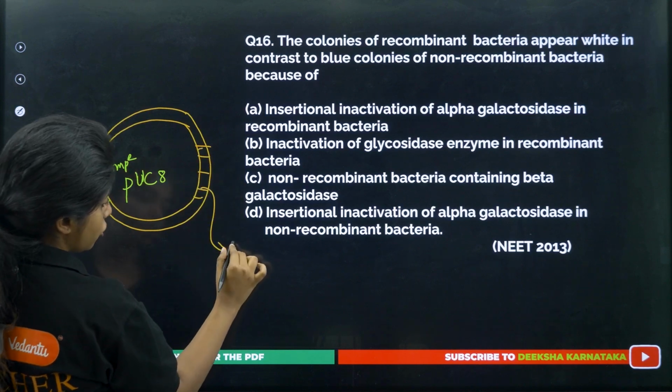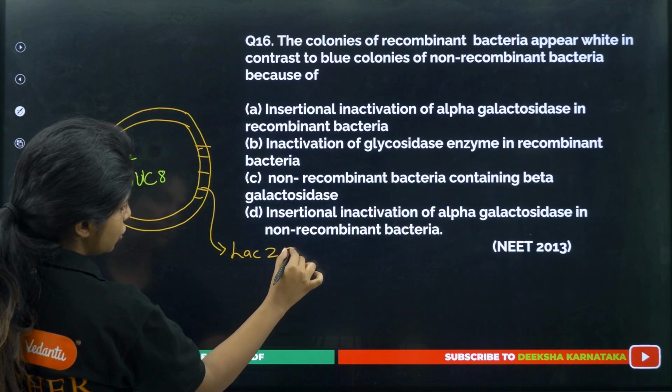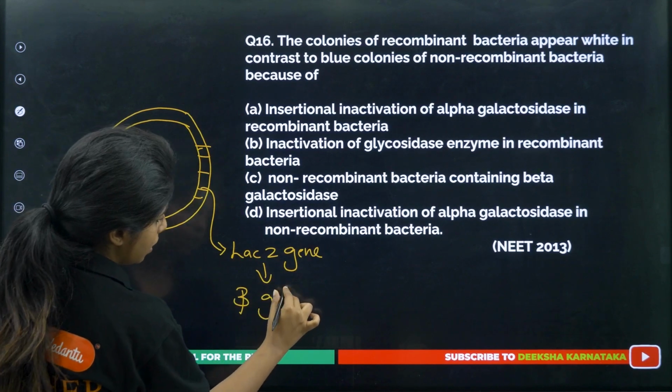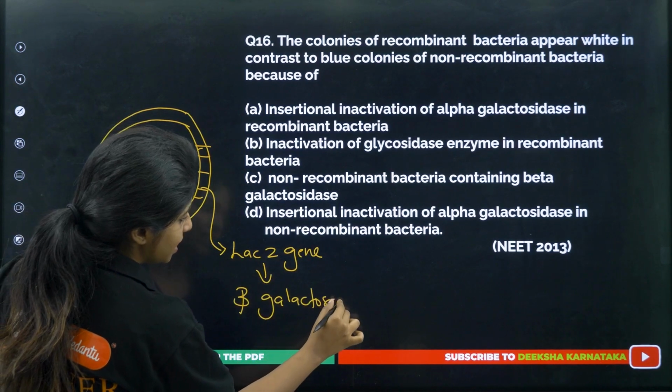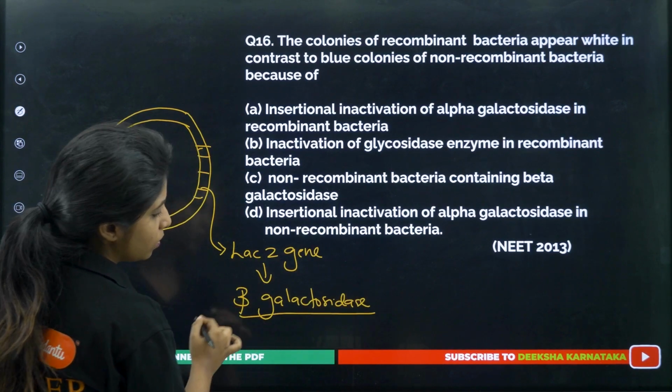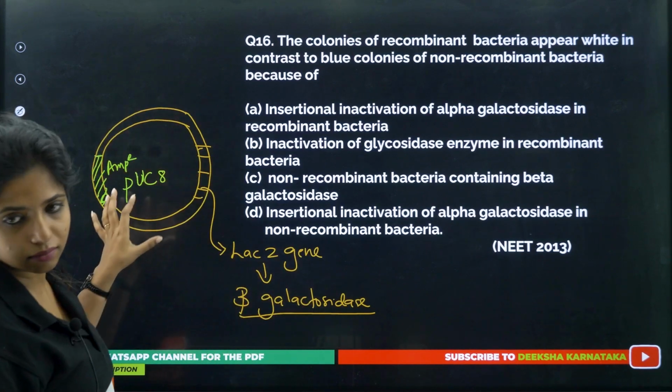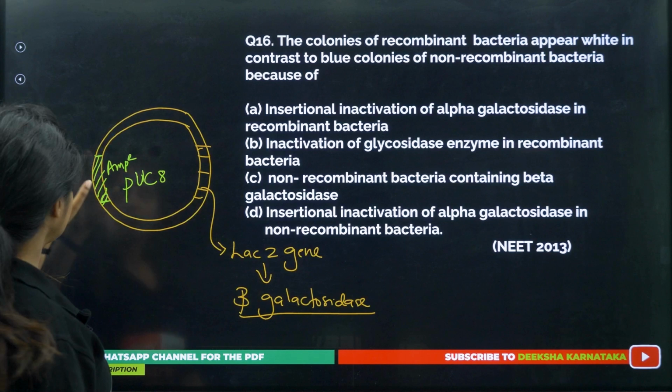This gene is a structural gene, known as the LAG-Z gene. And the LAG-Z gene codes for something known as beta-galactosidase. This is an enzyme that is used for breaking down lactose. Now, this is how things normally work there.